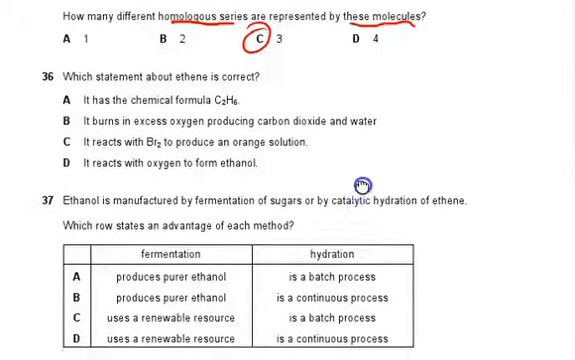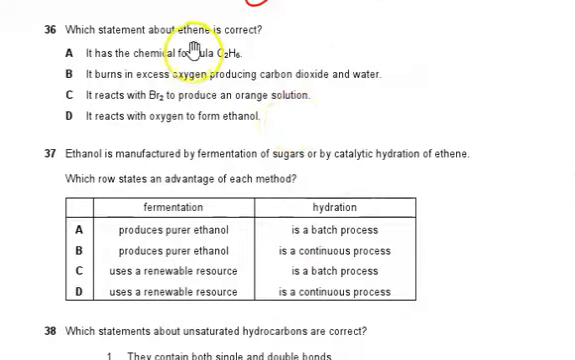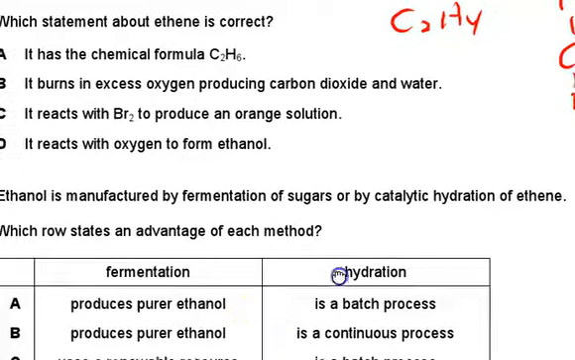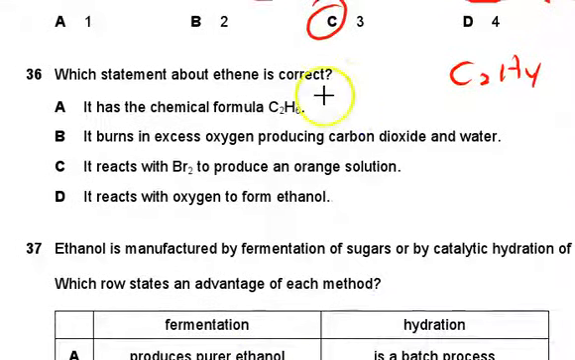Okay, now 36. Which statement about ethene is not correct? Ethene is this. So you have a double bond over here. So you have a chemical formula. Let me zoom. So this is wrong. It burns in excess oxygen, producing carbon dioxide and water. This is correct.